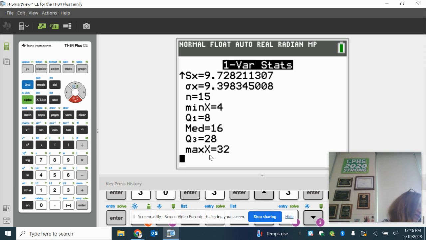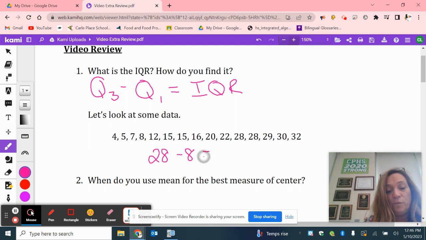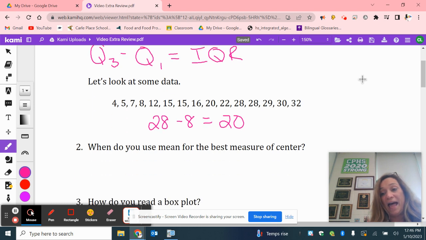So I'm going to take the 28 from the Q3, and I'm going to take the 8 from the Q1, and I'm going to subtract. So that gives me 28 minus 8, which equals 20. Now, the IQR will have whatever units of measure the data had. So if that data was about ounces, then the IQR would be 20 ounces.